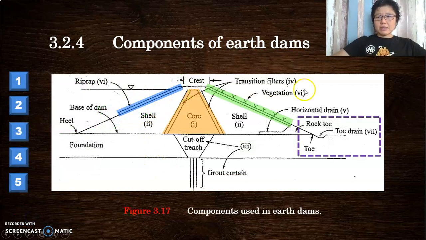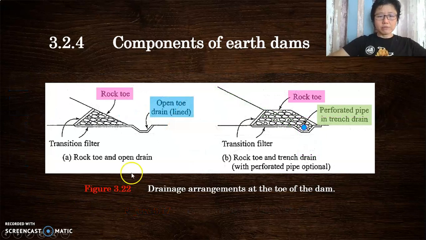Last but not least, let's look at the rock toe, where the focus is actually on the toe drain. We did say that if water has been collected down there, what do we do with it? It has to be discharged off. So there are two solutions to this. One is that there's a rock toe.